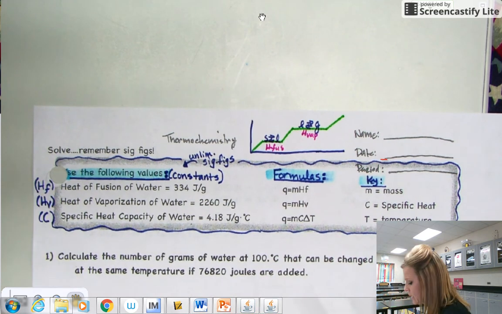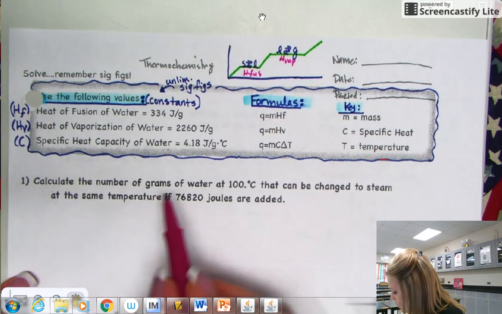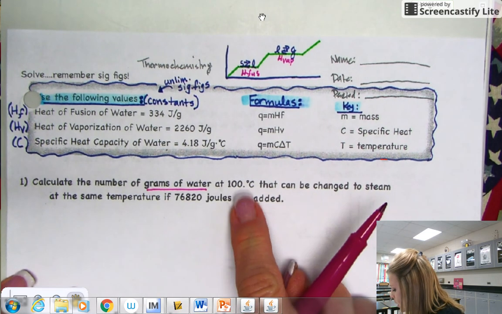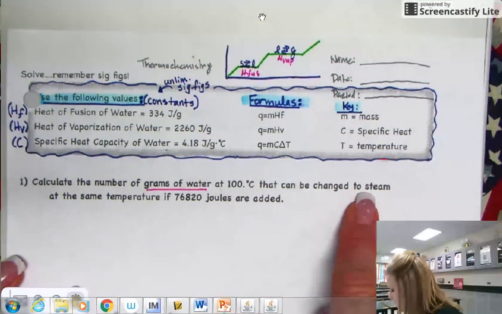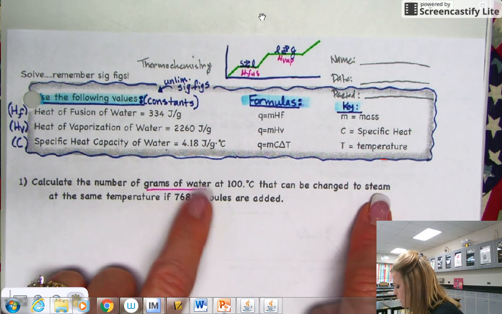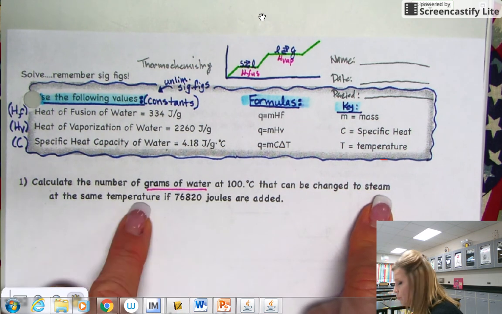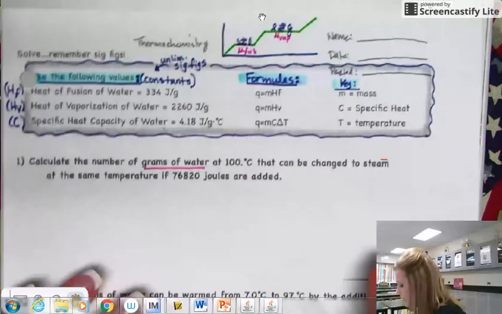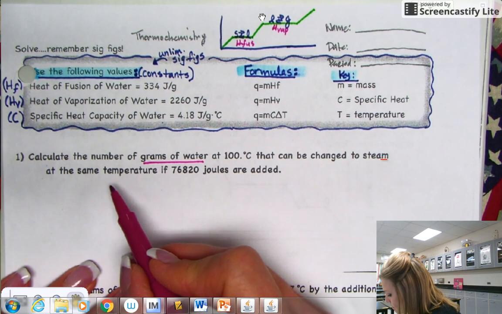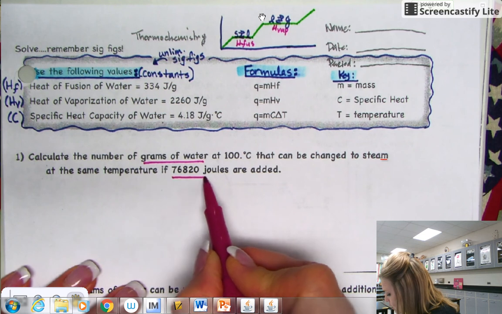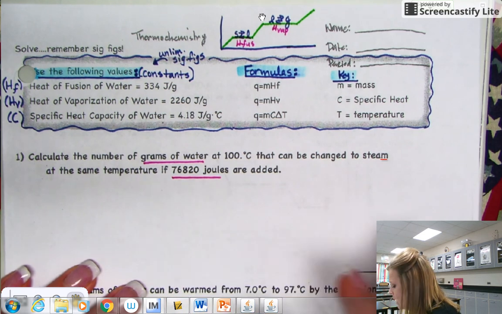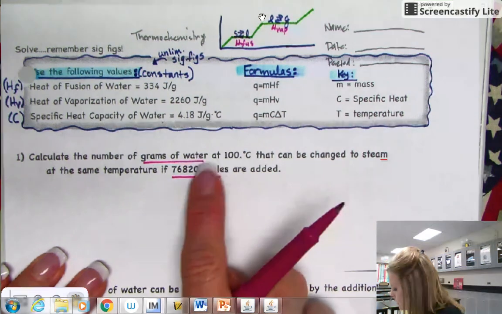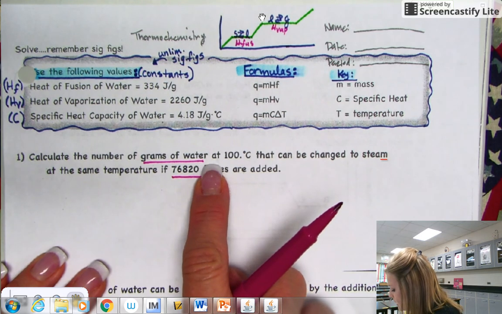All right, so let's take a look at number one. It says calculate the number of grams of water at 100 degrees Celsius that can be changed to steam. So water being a liquid changing to steam, this is a phase change at the same temperature. Notice there's no temperature change. So this is referring to the phase change taking place here on this plateau, heat of vaporization. And they tell you that 76,820 joules are added.